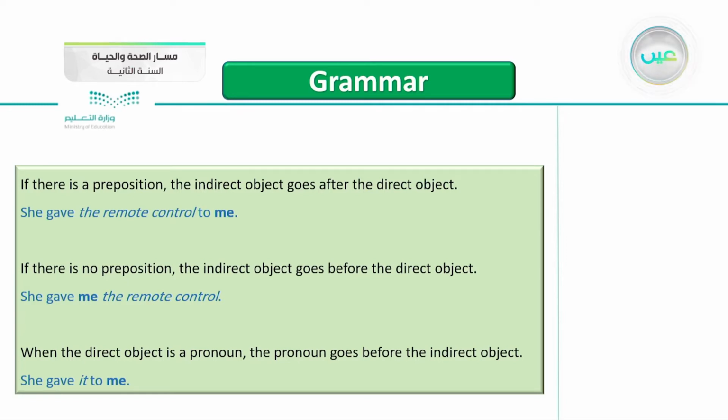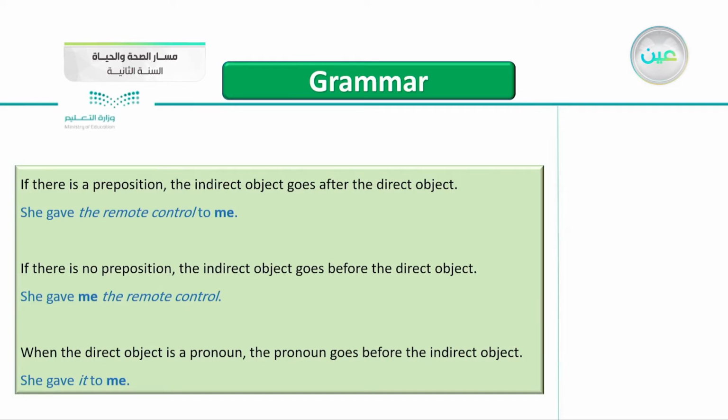Wherever there is no preposition, the indirect comes before the direct. She gave me the remote control. So "me" here is the indirect, the remote control is the direct object. When the direct object is a pronoun, the pronoun goes before the indirect object. Again, pay attention. When the direct object is a pronoun, not a noun, a pronoun, the pronoun goes before the indirect object. Notice the example here.